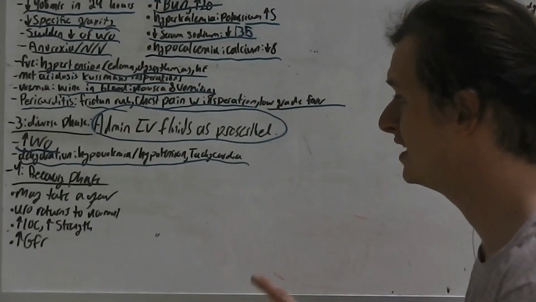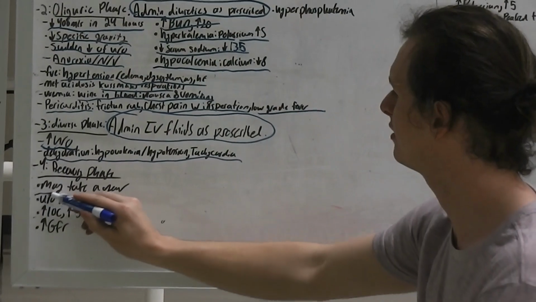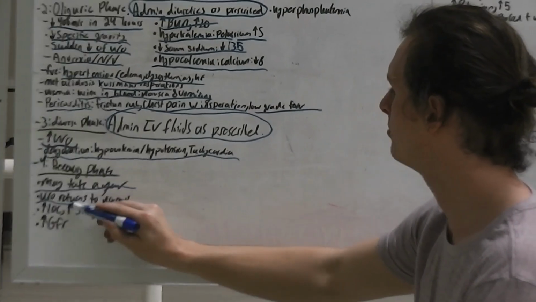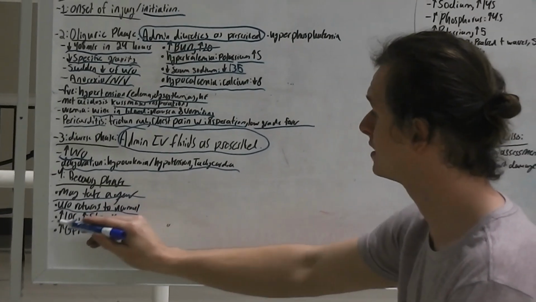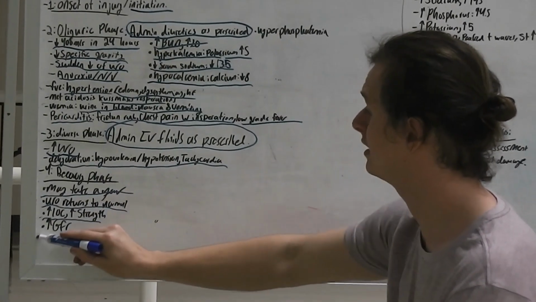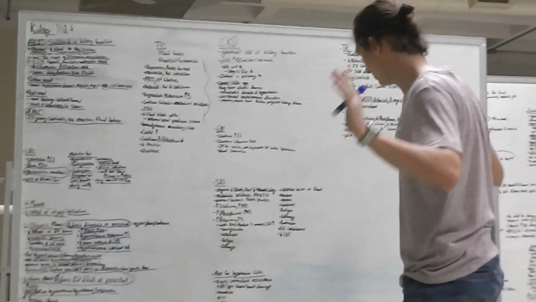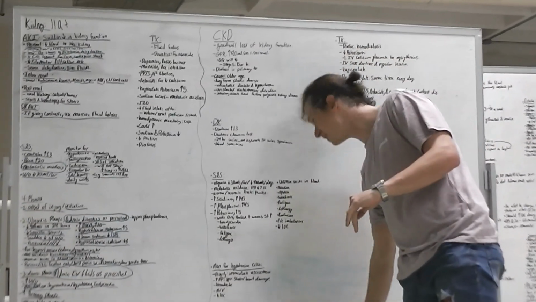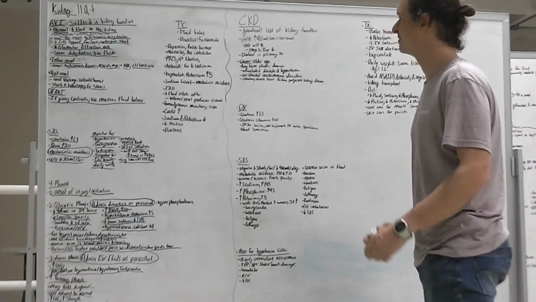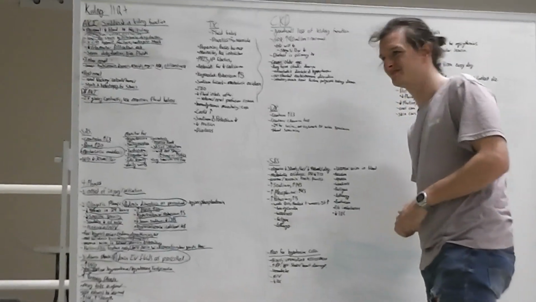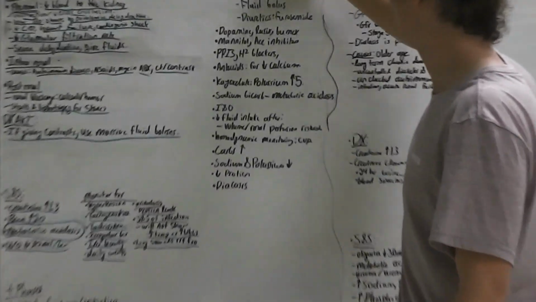Now, the fourth stage is the recovery phase. It may take a year for them to recover. Urinary output returns to normal, increased level of consciousness, increased strength, increased glomerular filtration rate. And that's everything about acute kidney injury that could possibly be on the test as far as I know. The next thing we're going to cover, oh wait, we didn't go over treatment for acute kidney injury. Hold up. Wait. Treatment for acute kidney injury.